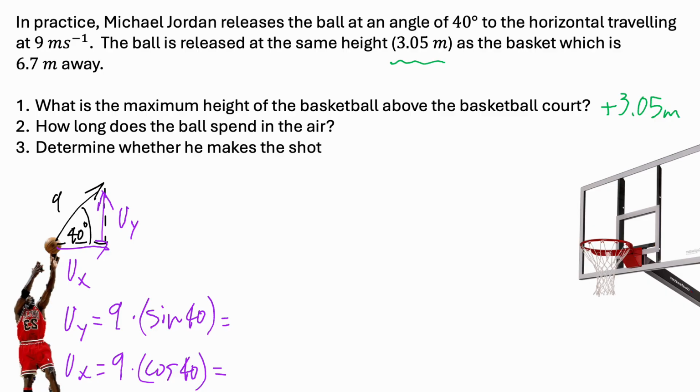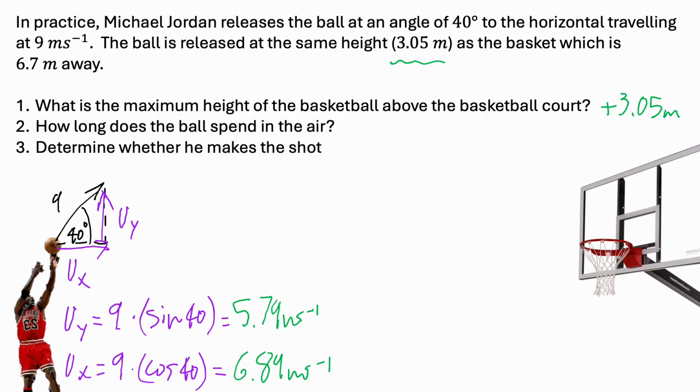Okay, so doing some number crunching, 9 times sine of 40 gives me, let's go 2 decimal places, 5.79 meters a second. Whereas 9 times cos of 40 gives me 6.89 meters per second. So it's gone a little bit faster in the horizontal, which makes sense because it's below the 45-degree angle. Right.